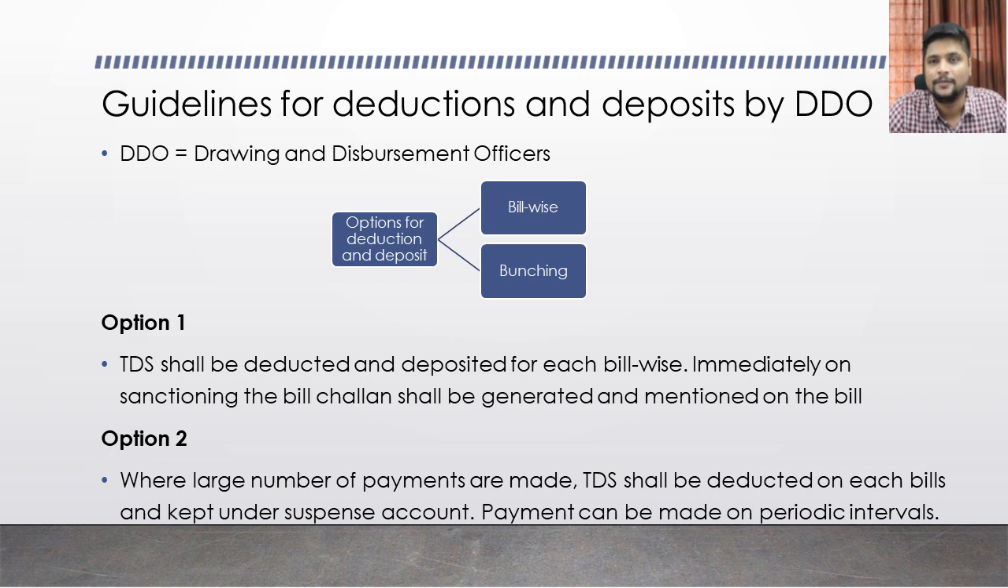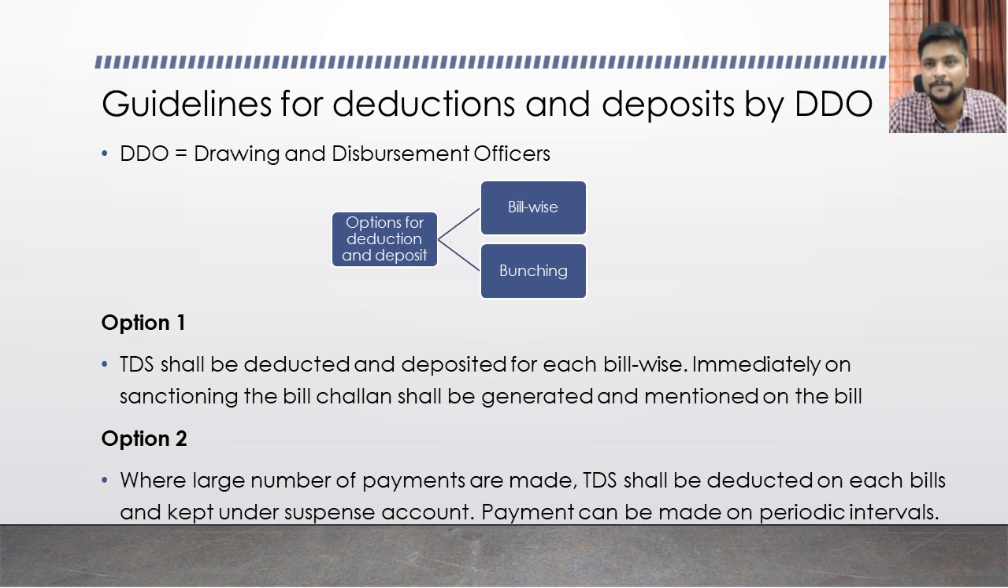For deduction and deposit of TDS, there are two options provided by the GST rules. Option number 1 is that the TDS can be deducted and deposited bill wise. Second one is bunching of TDS. It means you can accumulate the TDS of several bills and deposit the TDS at stated periodic intervals. Option number 1 is for every bill sanction, for the payment made on every bill, TDS will be deducted and immediately deposited with reference to that single bill.